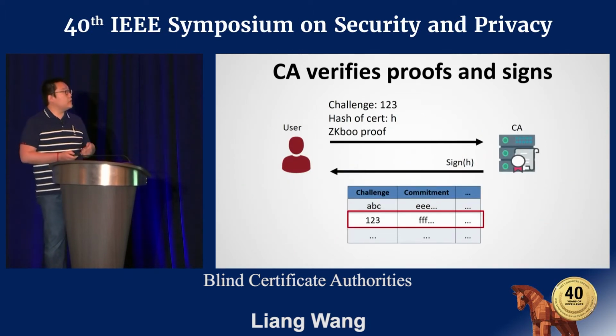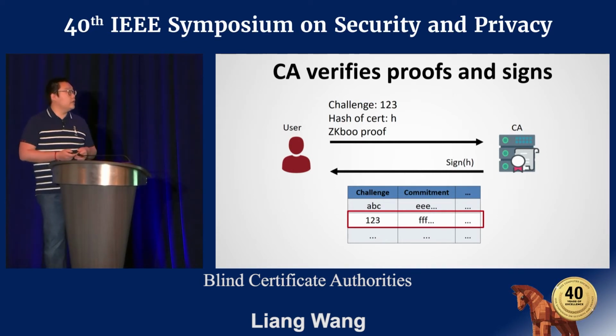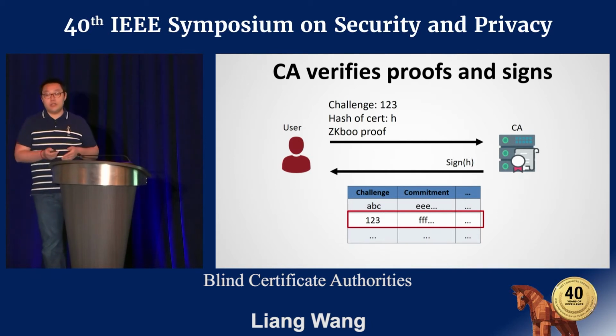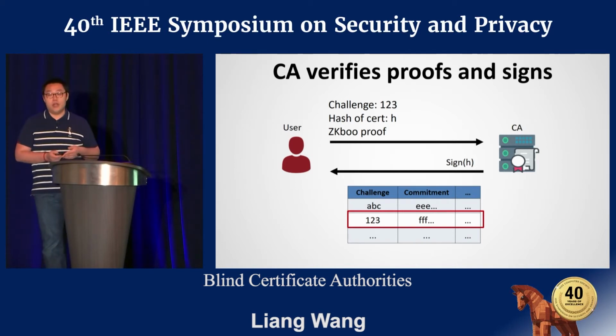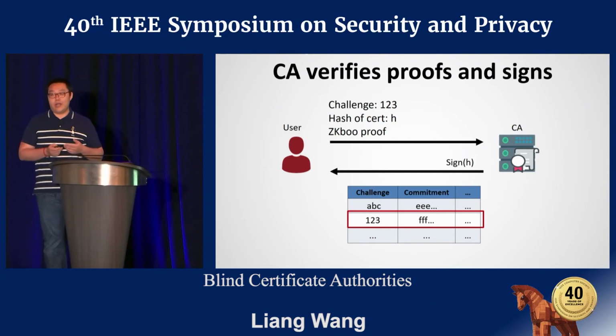And the user sends the challenge, the hash of the certificate, and the proof to the CA. The CA retrieves the commitment based on the challenge and verifies the proof based on the commitment. And if everything is okay, the CA will sign the hash of the certificate and send it back to the user. And the user will just attach the signature to the original cert to construct a valid X.509 certificate.